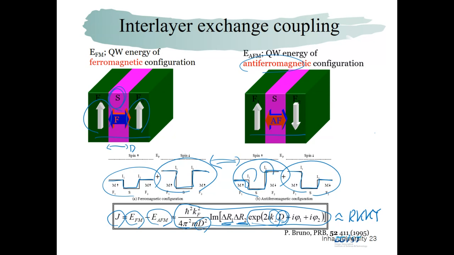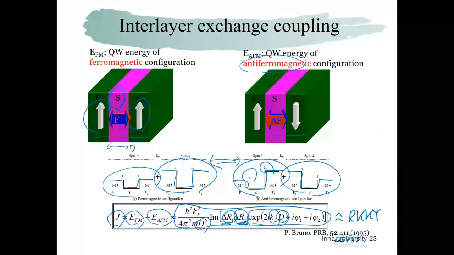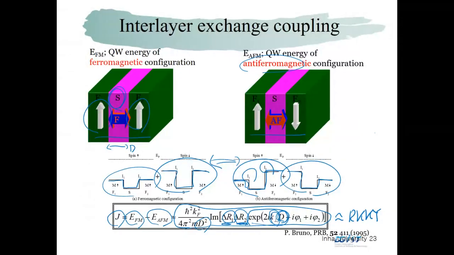So in this equation, you can easily imagine that if we alter the reflectance difference, or if we alter the thickness and the Fermi surface of the spacer layer, we can modify the coupling strength. That's the very important understanding.